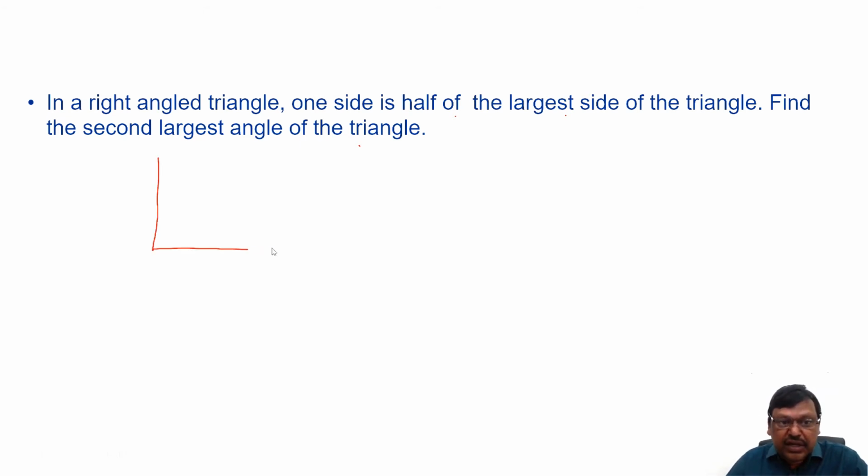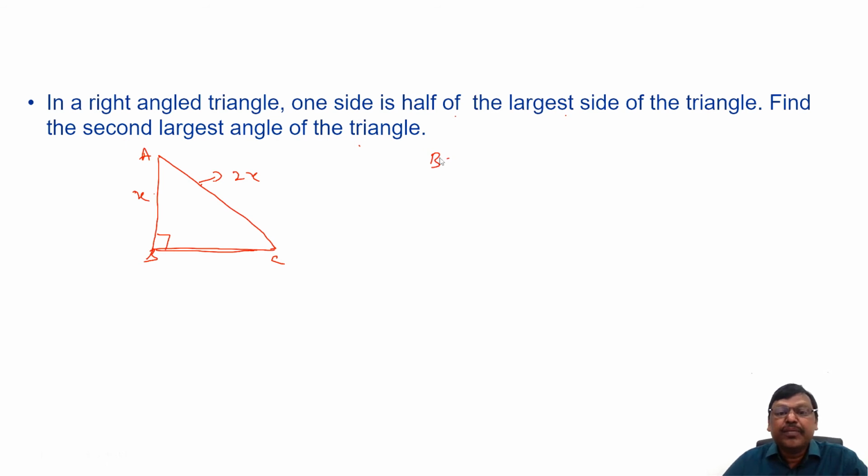Right. In a right angle triangle, let us say ABC, right angle at B. One side is half of the largest side. The largest side will be the hypotenuse. Let us assume the hypotenuse is 2x. Then what is one side? Half of that, x. Then what will be the other side?